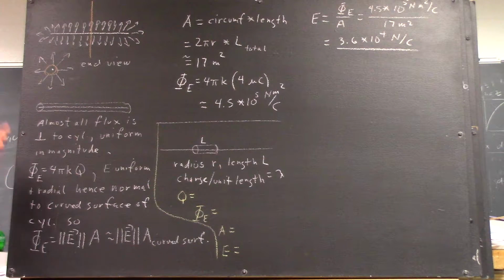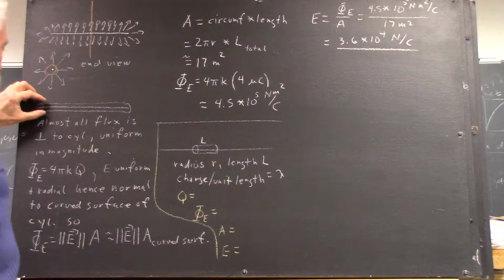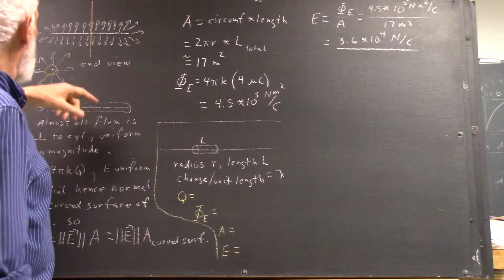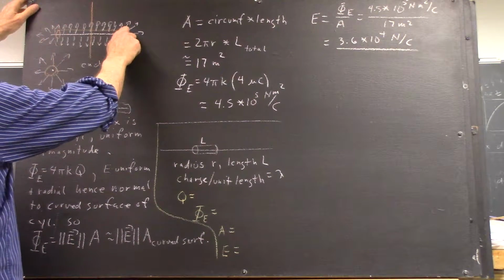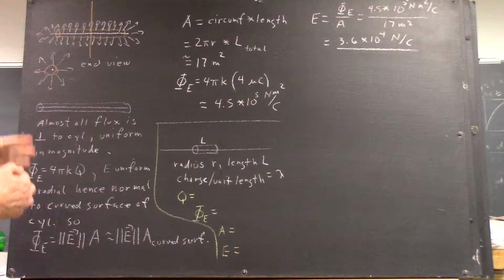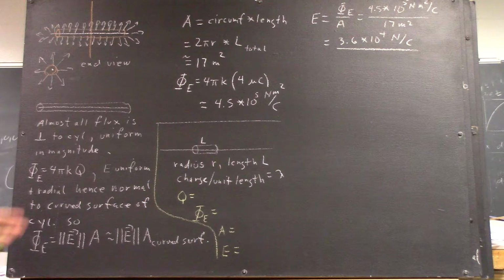Okay, so we conclude that, first of all, almost all the flux is perpendicular to the cylinder, because you've actually got to be pretty close to the end on a small cylinder before you get any of this end effect. So from here to here, the flux is pretty much radial and perpendicular, but radial and uniform on any cylinder.